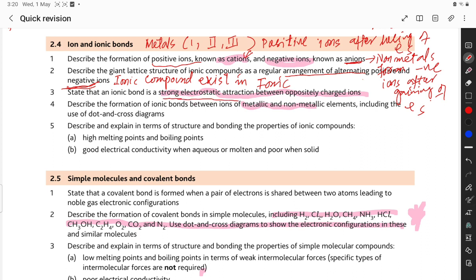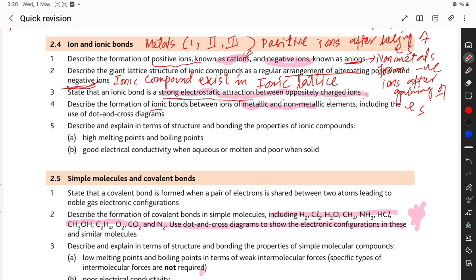This is written in the subject content, and the examiner is expecting that you write down this force of attraction between the ions. So if you are asked why an ionic compound has a high melting point, write down that it is an ionic lattice. Ionic lattice is the structure of an ionic compound, and the bonding is a strong electrostatic force of attraction between oppositely charged ions, which requires high energy to break. So that's why ionic compounds have high melting and boiling points.